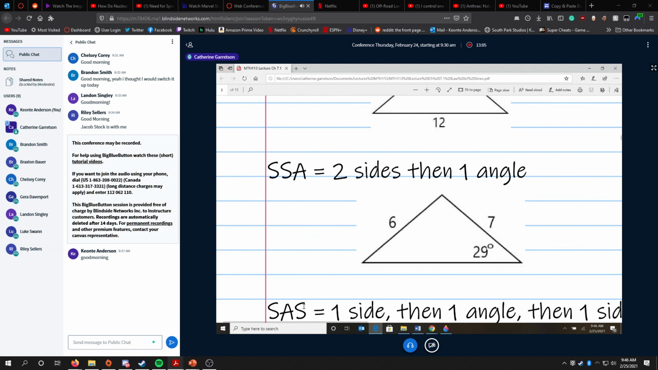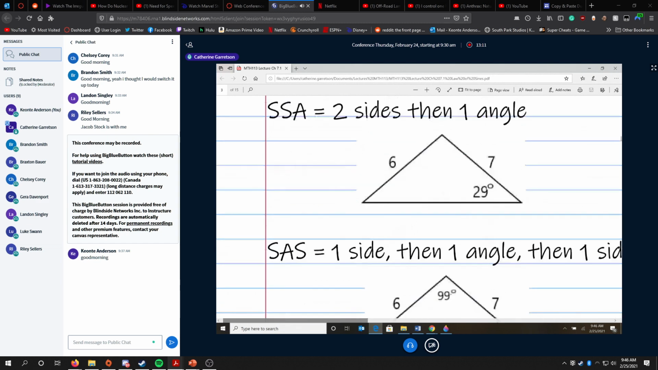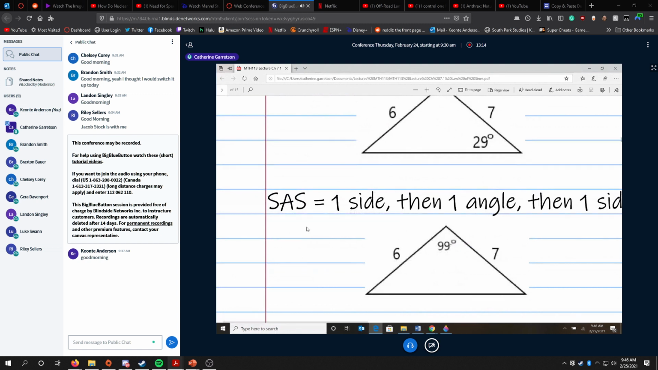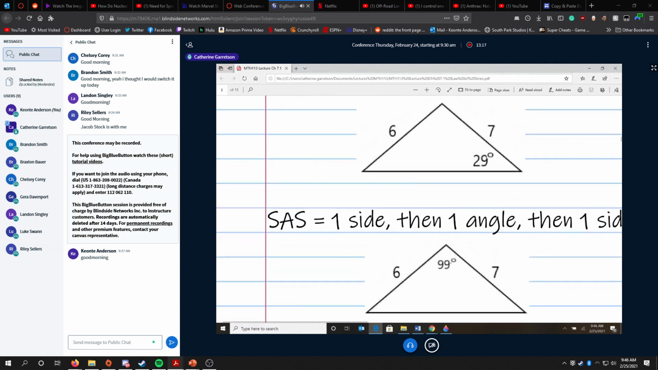Now the next one has 2 sides and an angle, but notice the A is in between the 2 sides, indicating that the angle is in between the 2 sides given, not to the side of it, not at the end of it. So side side angle means I'm not given the angle in between them, but side angle side means I'm given the angle that's in between the 2 sides that I was given. In other words, the 2 sides I was given form the legs of the angle.